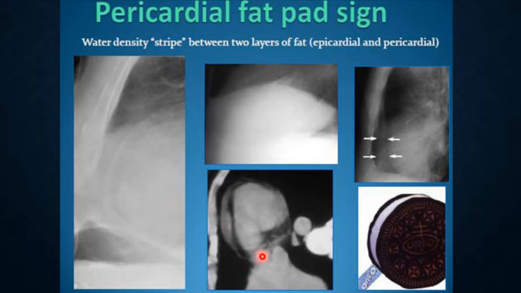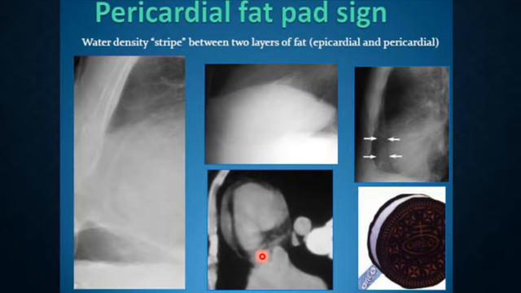It's just indicating mediastinal fat. So when you see this appearance, it is not something to be worried about, not a big pathology. It's just fat surrounding the pericardium from inside and outside. Okay?